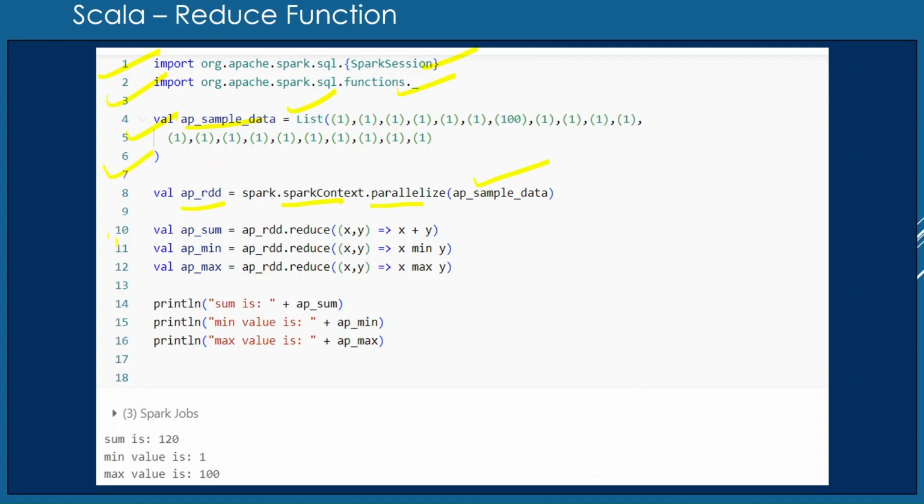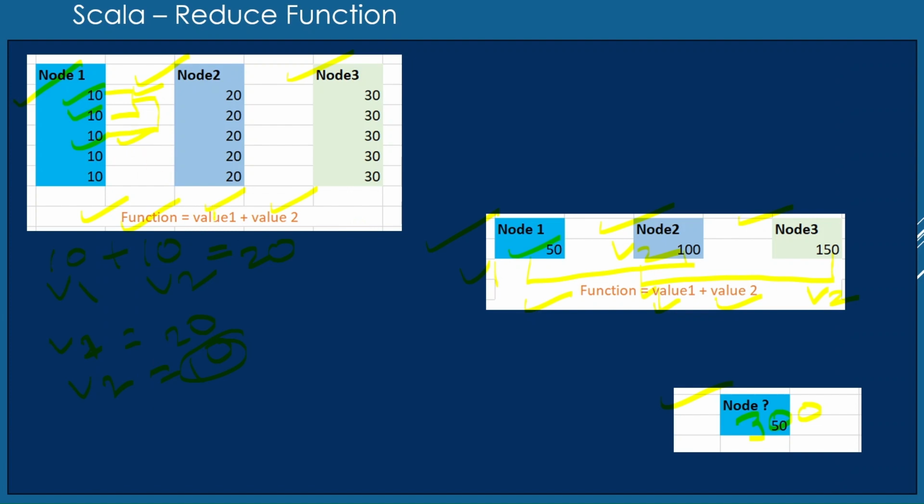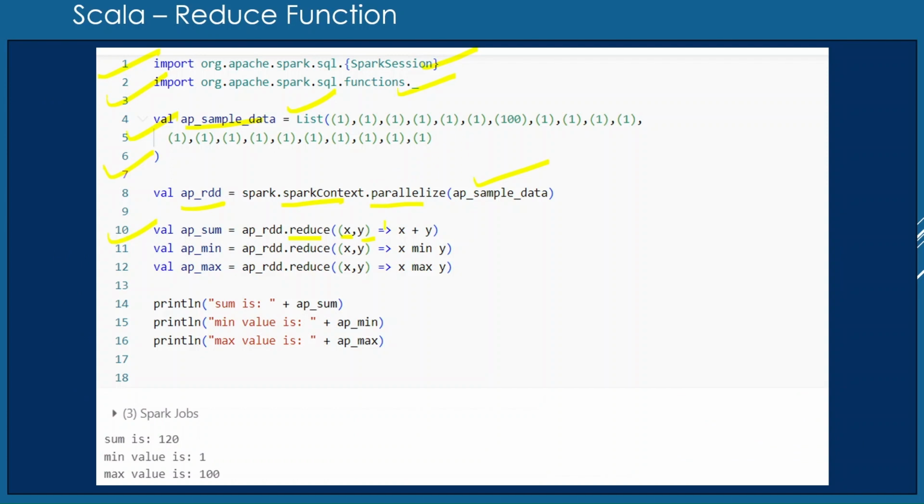Now, here what we are doing, we are just calling this reduce function, passing the parameters x and y. You remember this one, value x and this function value 1 and value 2. And what I'm doing, I am saying that add these two values and print it. If you do the print, it will sum all the values from this list and show you. So if you sum all the values from this AP sample data, it will become 120.